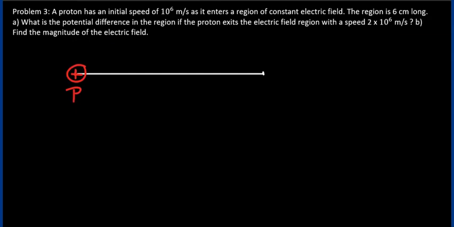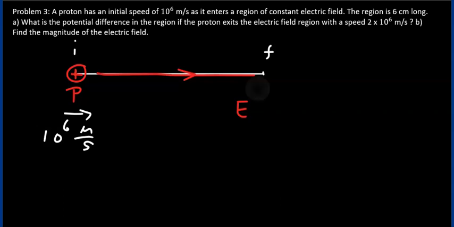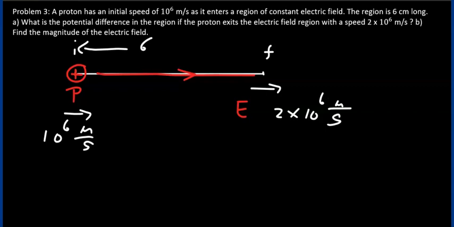So this is the region where you have this electric field, like that. And this is the initial point, and that is the final point, let's say. At the initial point, the speed of the proton is 10 to the power 6 meters per second. And when it gets out of the region, it's 2 times 10 to the power 6 meters per second. So the length of this region is 6 centimeters.